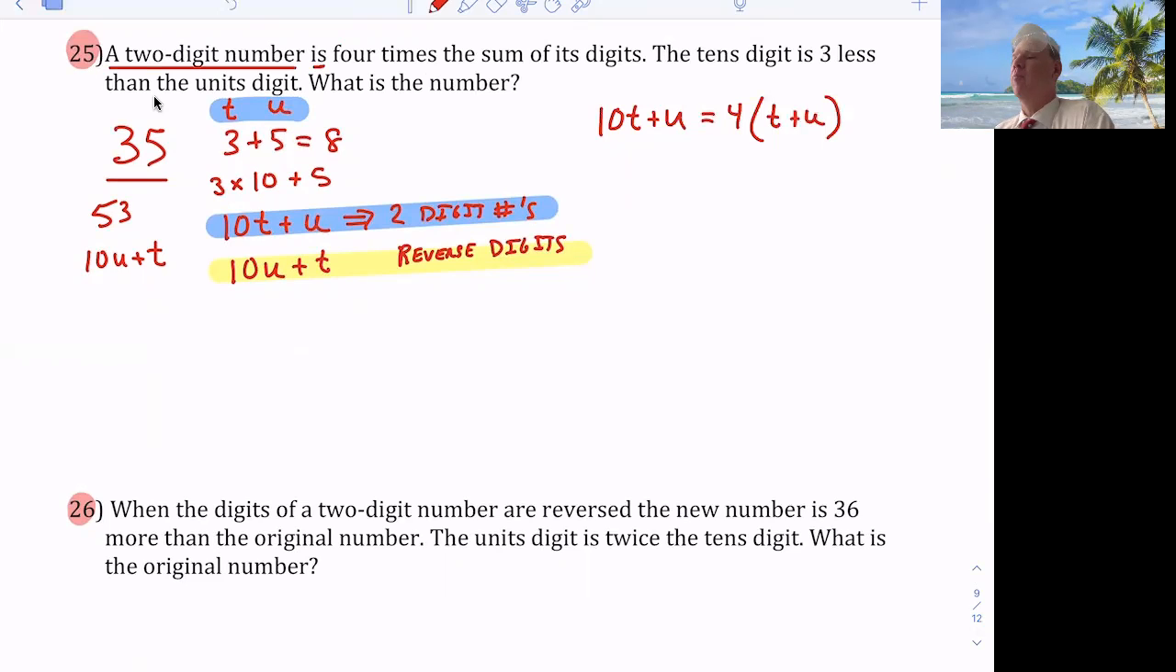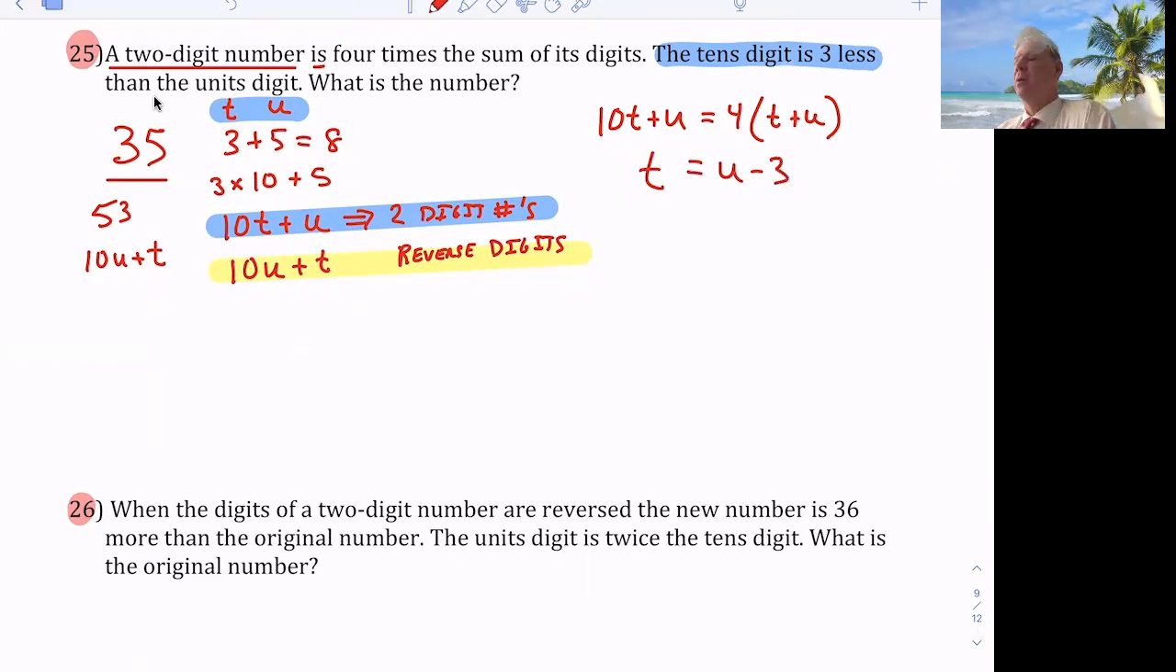Good job. Then it says the tens digit, which is t, is what? So how do I write that? There you have it, guys.